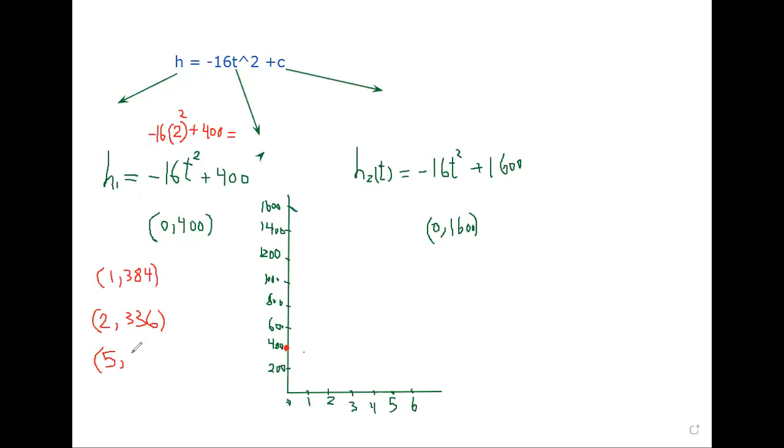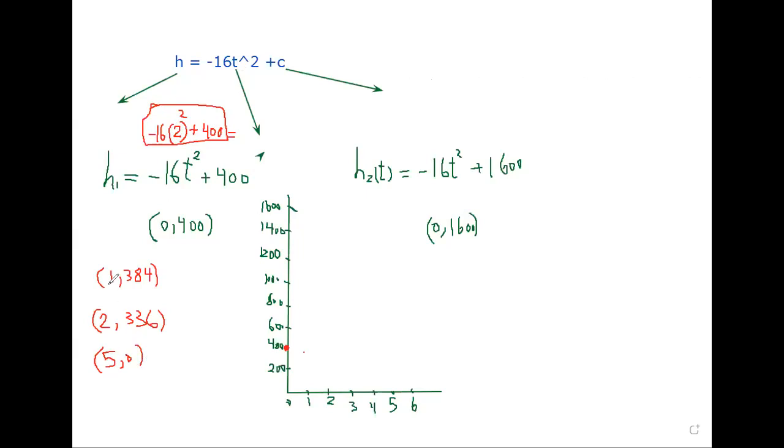Miss, what should I add? Plus 400 in this equation. In this equation, negative 16 times 2 to the power of 2 plus 400. So the answer will be what? 5 and 0. Yes. So it will be 5 and 0.